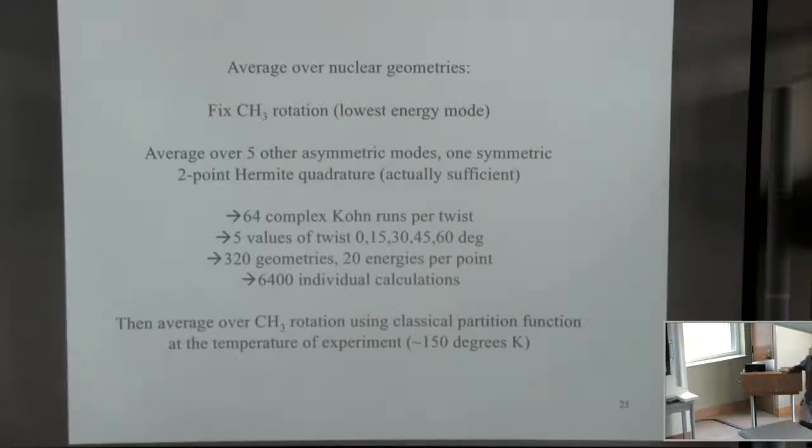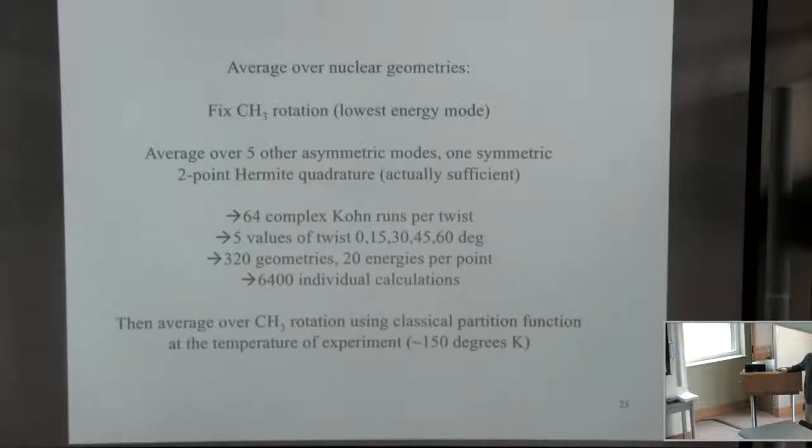So basically, to do that, we just average over nuclear geometries. It's impossible to do the full nuclear-motion problem. Specifically, we have the lowest energy mode here, which is a CH3 rotation. Operationally, I fix that rotation angle, and then I average over 6 additional modes of the system. When I do that, I just use two-point Hermite quadrature.